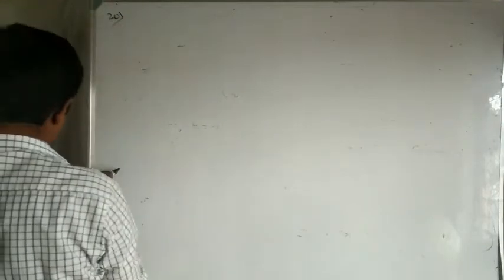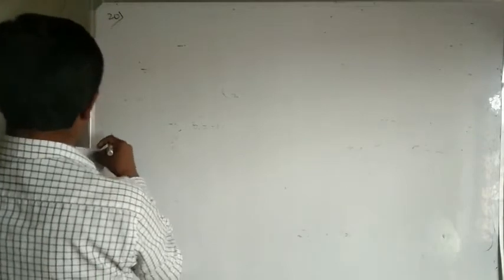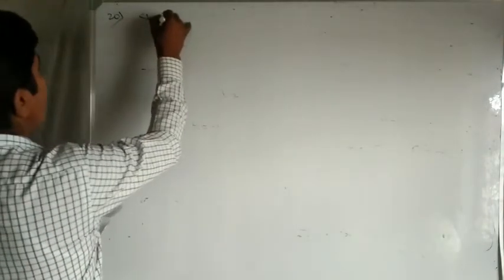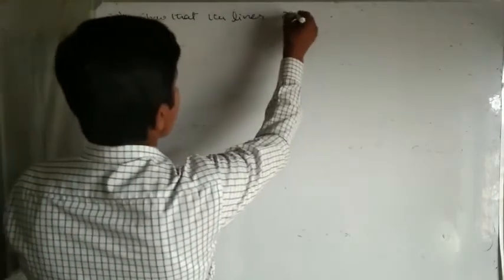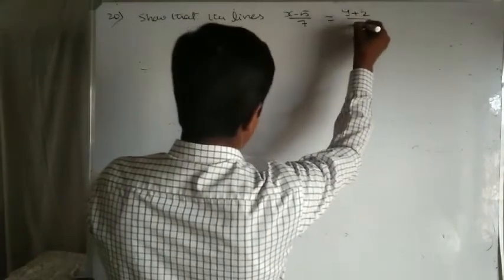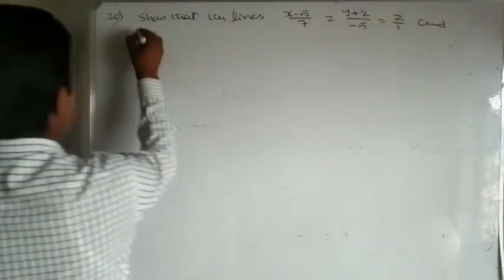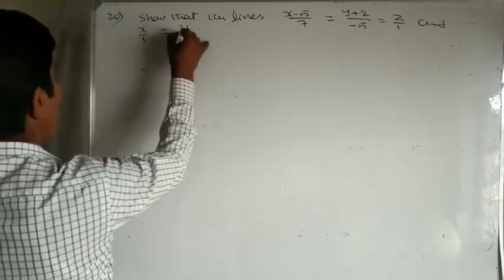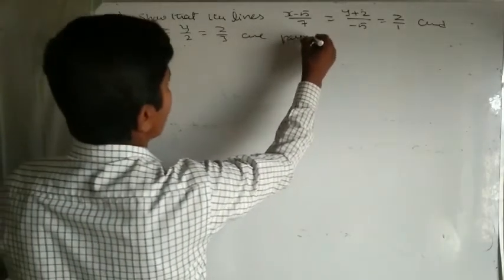So next, twentieth problem. Show that the lines x minus 5 by 7, which is equal to y plus 2 by minus 5, which is equal to z by 1, and x by 1, which is equal to y by 2, which is equal to z by 3, are perpendicular to each other.